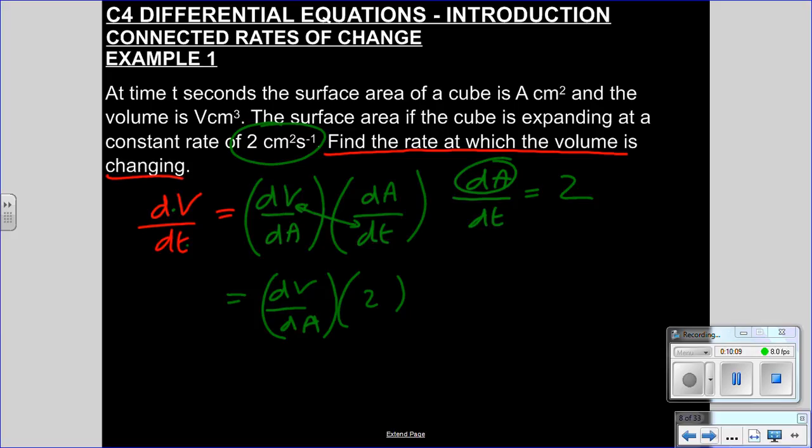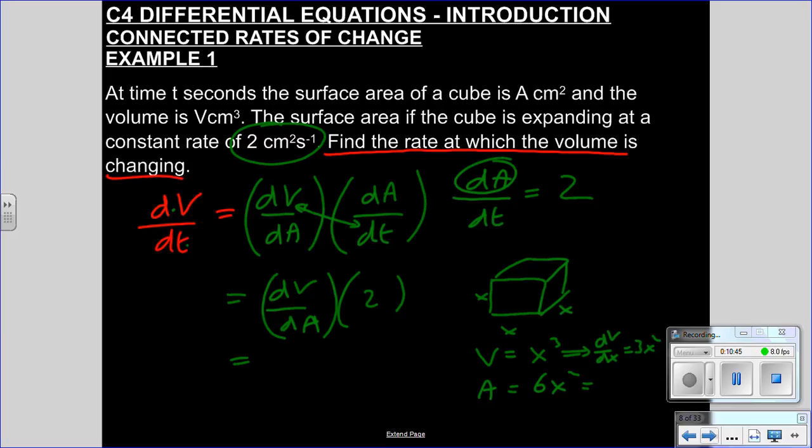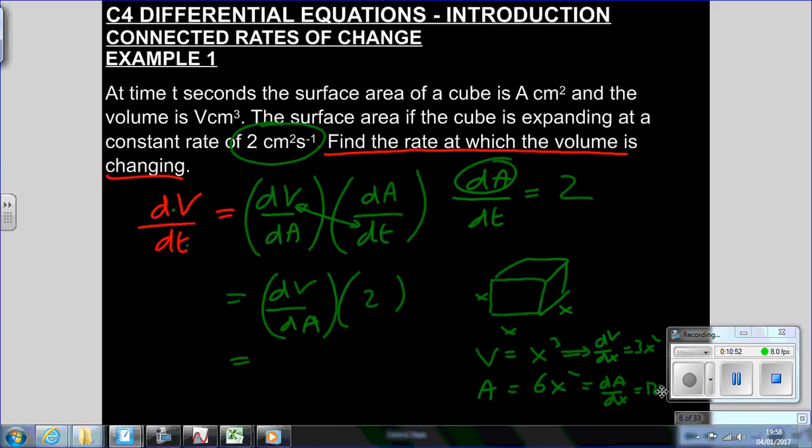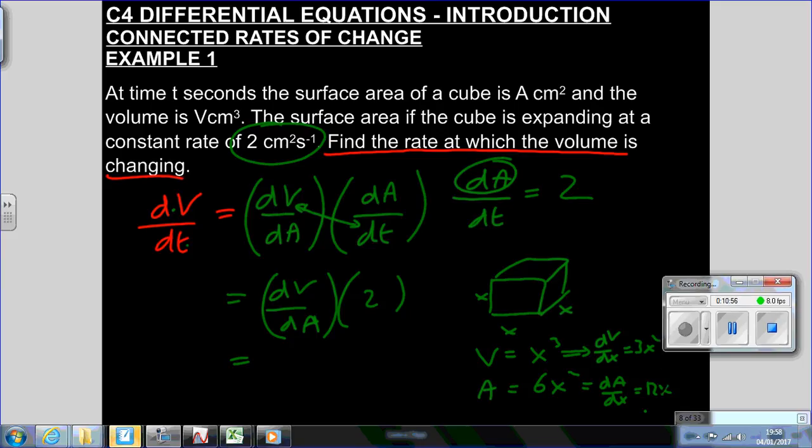Well, again, if you actually drew a box like this and called the side lengths x, just like our example, we can think about this, can't we? What is the volume of that cube? Well, the volume must be x cubed. What is the area of that cube? Well, that must be 6x squared. So can you see that we could split this up even further, this dV by dA, because dV by dx you can see is 3x squared, can't you? You can see that dA by dx is 12x, right? 12x.